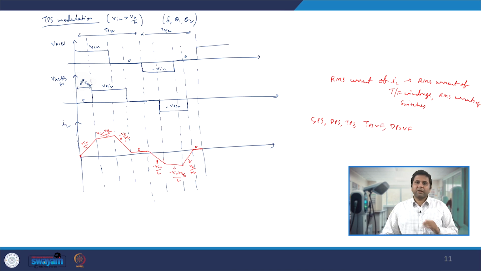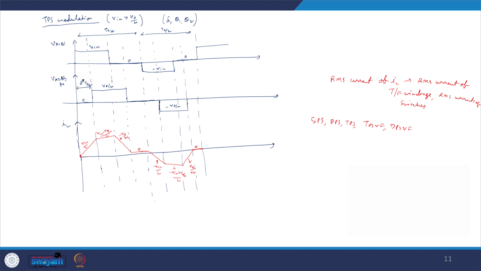So once one has the RMS rating of this IL, depending upon for how much time it is being conducted, one can calculate the conduction loss of those switches as well, which we have discussed in the AC/DC converter. The same concepts can be applied over here as well.